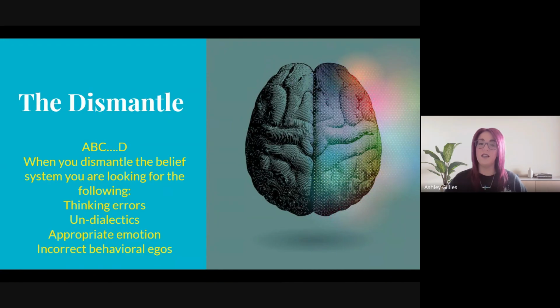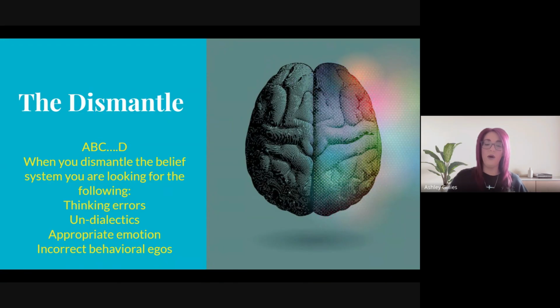So you can see it says ABC. Okay, so activating event, belief system, consequence, dismantle. So when you dismantle the belief system, whether it is a core belief system or a belief system in relation to a situation, you are looking for thinking errors, undialectical words, inappropriate emotion, and incorrect behavioral urges. Okay, so this is where all the skill sets come together, right? You learned about thinking errors, you learned about undialectical words, you learned about appropriate emotions through the feelings wheel and Samson, you learned about behavioral urges.